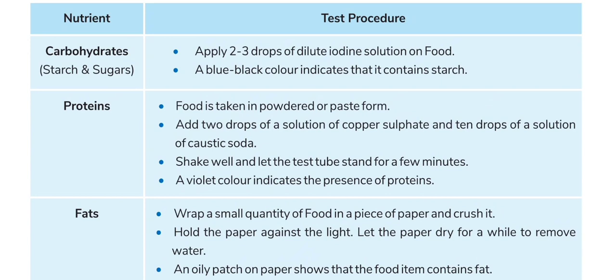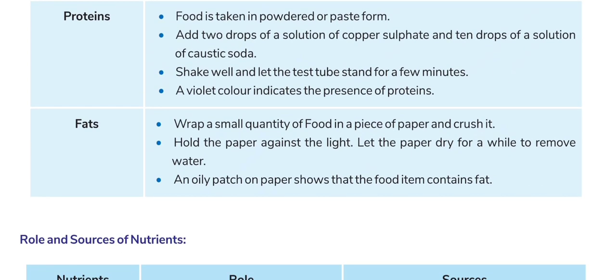Proteins. Food is taken in powdered or paste form. Add 2 drops of a solution of copper sulfate and 10 drops of a solution of caustic soda. Shake well and let the test tube stand for a few minutes. A violet color indicates the presence of proteins.